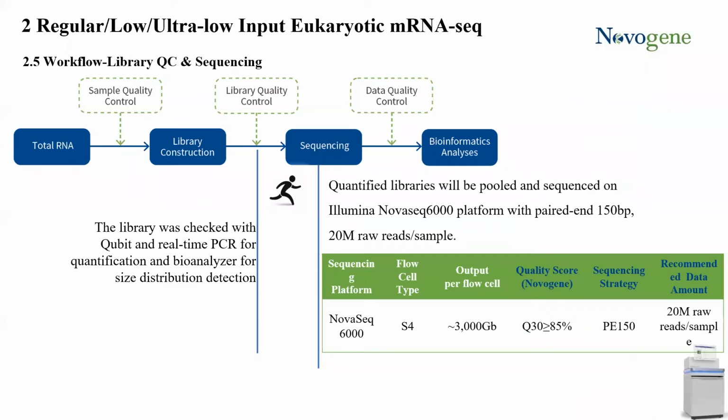In our library quality control, which is the next step in the workflow, the resulting libraries are checked with Qubit and real-time qPCR for quantification and size distribution. The qualified libraries are pooled together and sequenced on an Illumina NovaSeq 6000 with the strategy PE150, which means paired-end 150, and we usually recommend at least 20 million reads per sample.